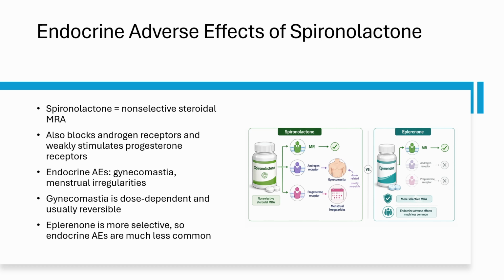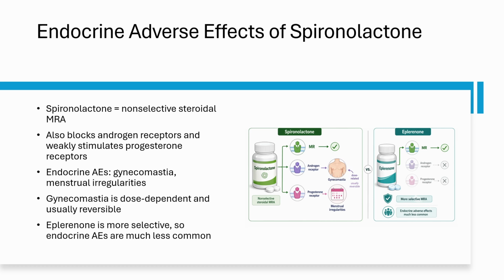Spironolactone causes gynecomastia and menstrual irregularities because it is a non-selective steroidal MRA that binds to androgen and progesterone receptors in addition to the mineralocorticoid receptor. In men, spironolactone competes with testosterone and dihydrotestosterone binding to androgen receptors in breast tissue, which blocks the normal inhibitory effect on breast development. It also decreases testosterone production in the gonads and adrenal glands.